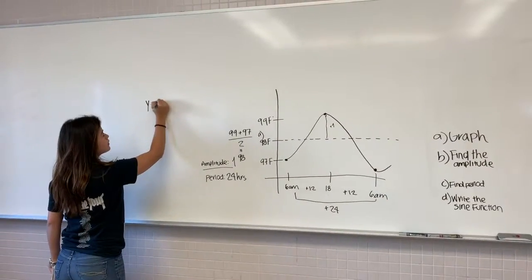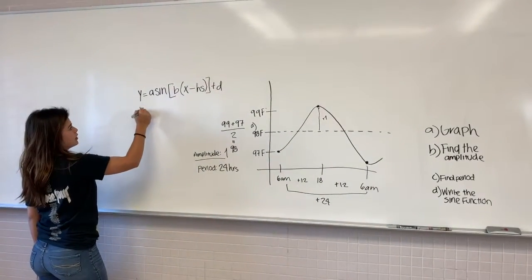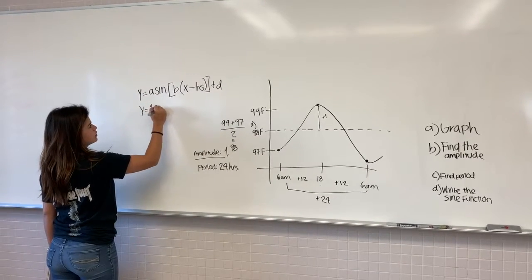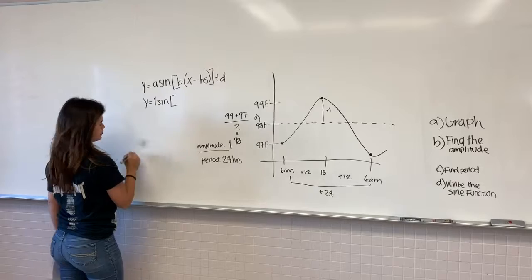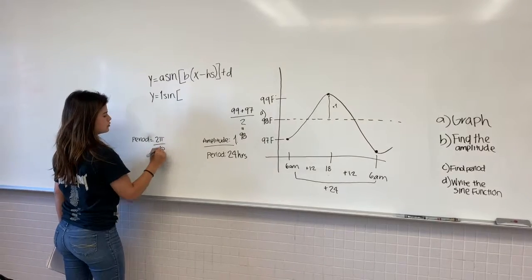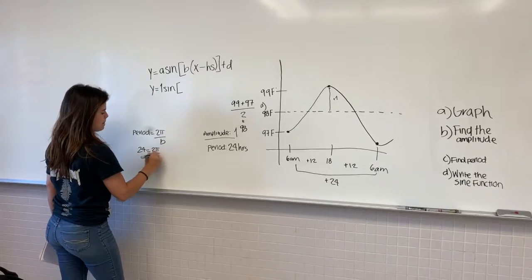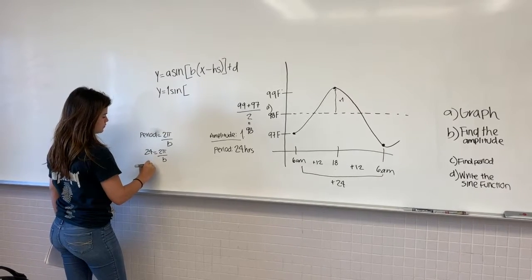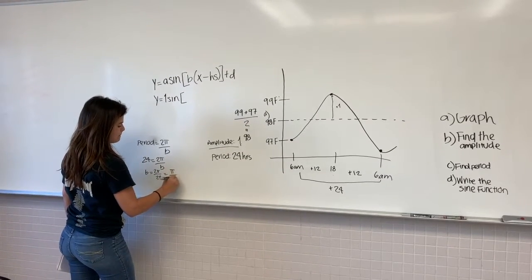The next step is to start writing your sine function. So you already have your amplitude, so you're going to write y equals your amplitude, which is 1, sin bracket, and you need to find your B. So to find your B, the formula is period equals 2 pi over B. So you're going to replace your period, and it's going to be 24 equals 2 pi over B, which is the same as B equals 2 pi over 24. So you just solve for B, which is pi over 12, and you plug it in the function.